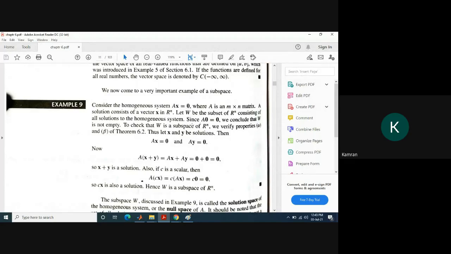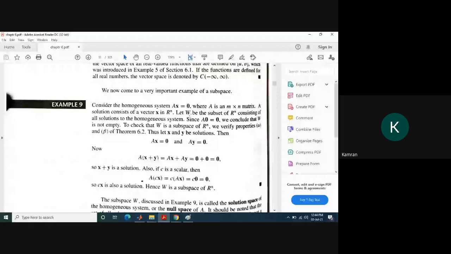Now we need to show that x plus y belongs to W. So if x plus y belongs to W, x plus y must satisfy this equation. Now consider A into x plus y. A is a matrix, so we can multiply it with x as well as with y: Ax plus Ay. Ax is 0, also Ay is 0, so the result is 0. This means that A into x plus y is equal to 0. And this shows that x plus y is a solution, and W contains all the solutions. So x plus y belongs to W.